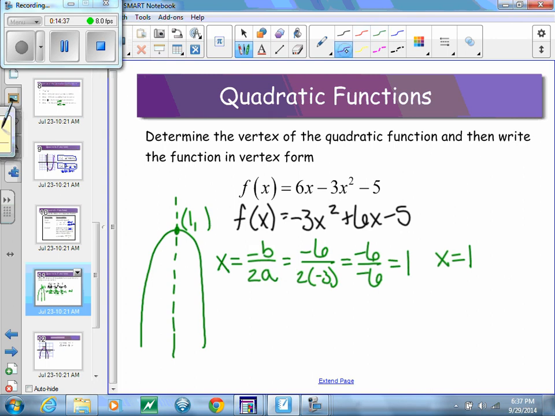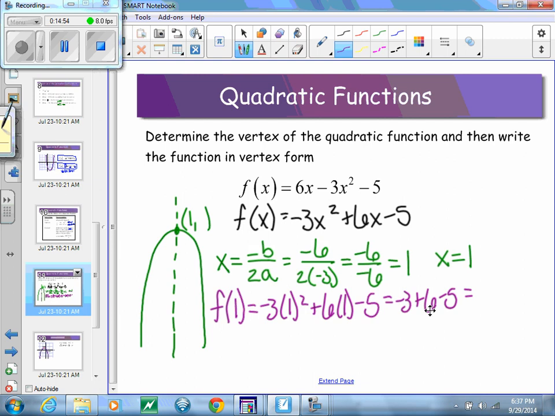How I'm then going to find the y value, we're going to plug that 1 in for x. So -3 times 1 squared plus 6 times 1 minus 5. And as I work this out, I end up with -3 plus 6 minus 5. And so that's going to give me a +3 minus 5, so I get -2. This now tells me that my vertex is going to be at (1, -2). Okay, here's my vertex. So we went from having your vertex at (0, 0) to now you're moving it over 1 and down 2.